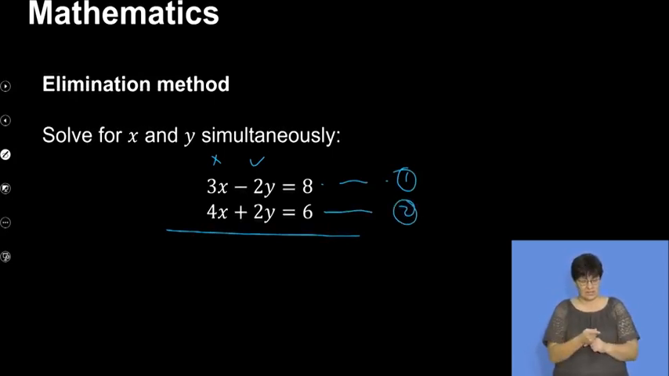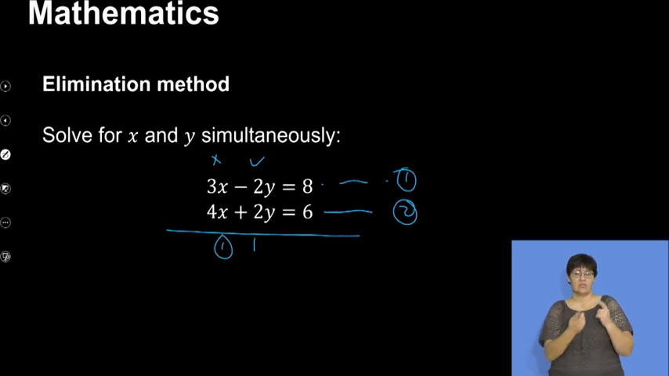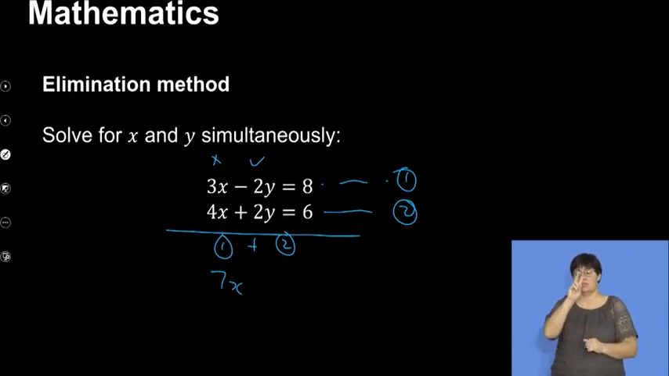So I will firstly call this equation 1, and I will call this equation number 2. Most of the time, that's really easy for you to do, because you can just say equation 1 plus equation 2, because it's a language, guys. You need to communicate with me and tell me what you are doing, because I don't just want to see things, right? So 3x plus 4x will give me 7x, minus 2y plus 2y will be 0, equals to 8 plus 6, which is 14. Divide both sides by 7, sorry, and I get x equals 2.